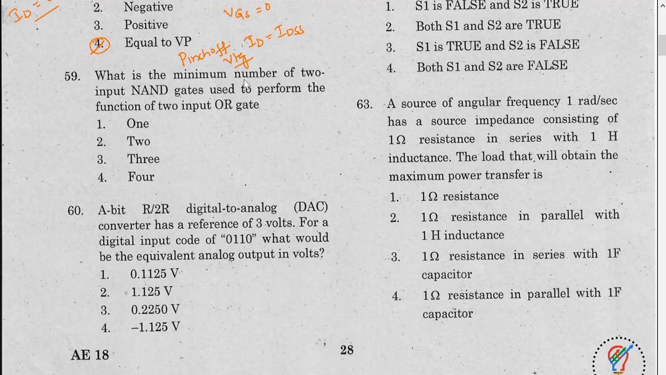Now, next question. What is the minimum number of two input NAND gates used to perform the function of a two input OR gate? So here, what is the equivalent of NAND gates to perform the same operation as an OR gate? Directly I'll write the diagram here without discussion.